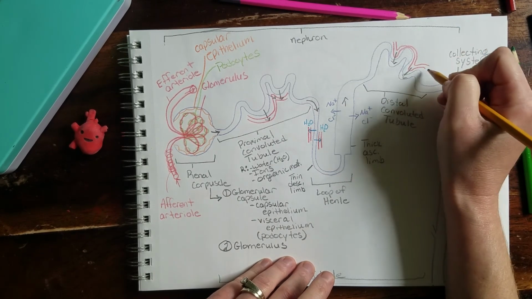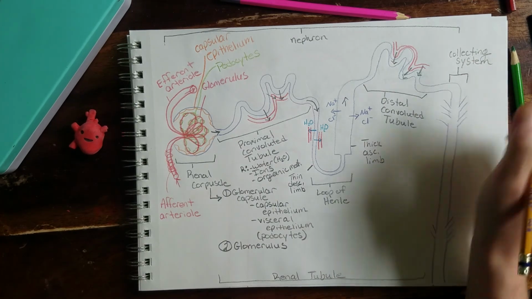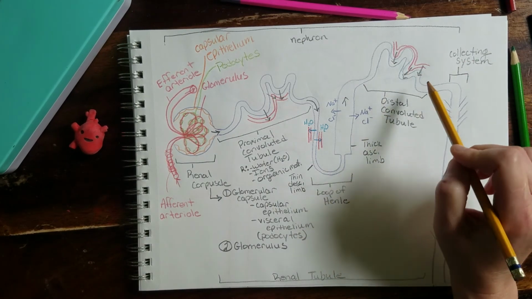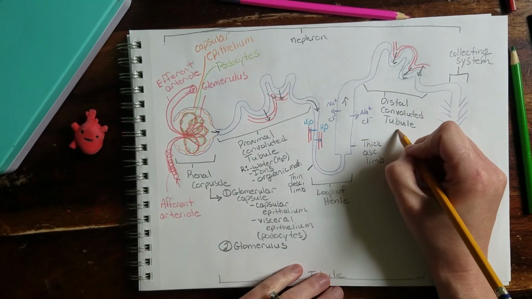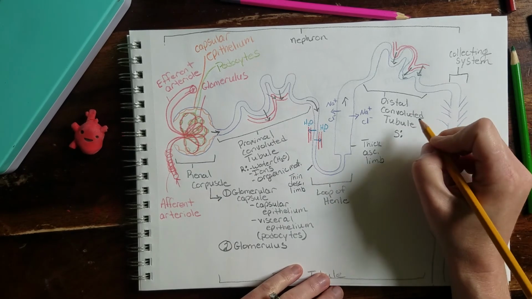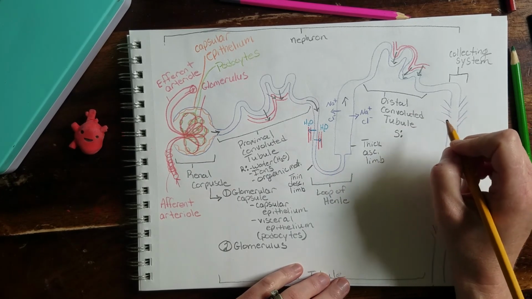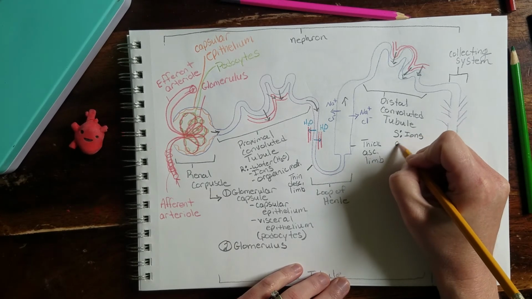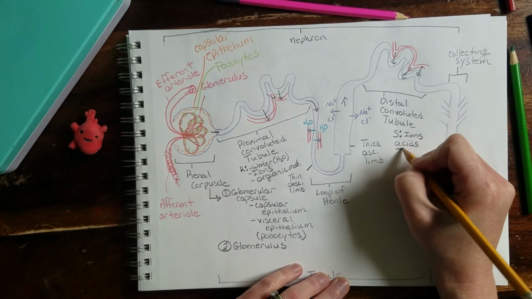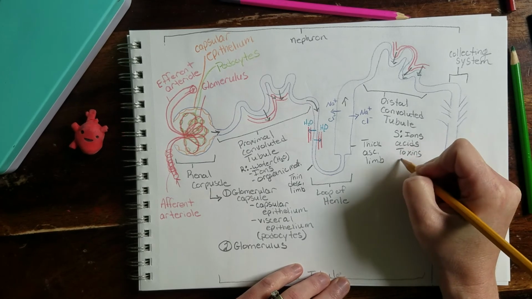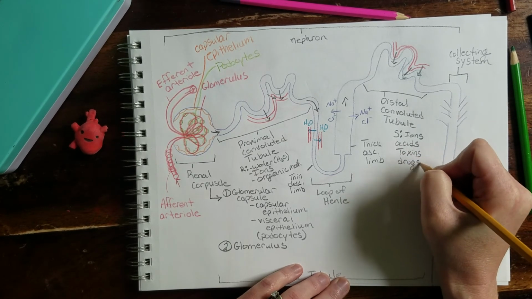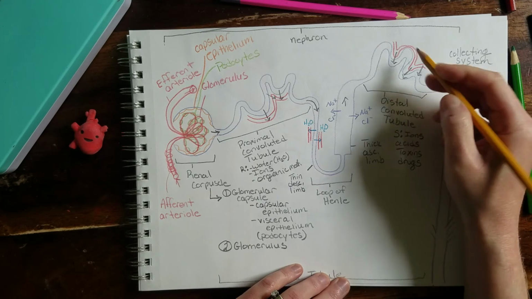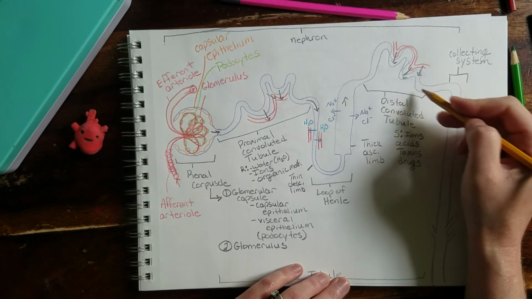So there's more substances that your body wants to get rid of, and it can do that in the distal convoluted tubule. So one of its big functions is secretion. I'll put an S, and it will secrete substances like ions that you maybe don't need, acids, toxins, and drugs. So secretion of these substances will take place in the distal convoluted tubule.